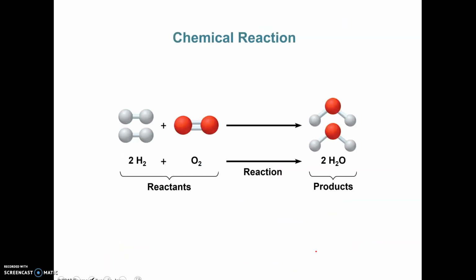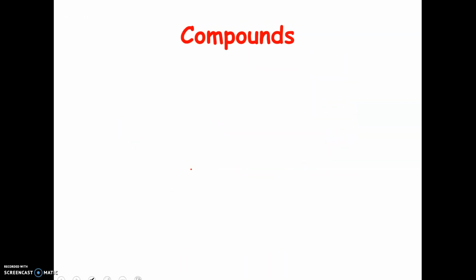And this is just another example. So this is the formation of water. So 2 hydrogen molecules react with 1 oxygen molecule, and then you end up with 2 waters on the right. Notice that the number of atoms is the same, but they've been rearranged in the chemical reaction.